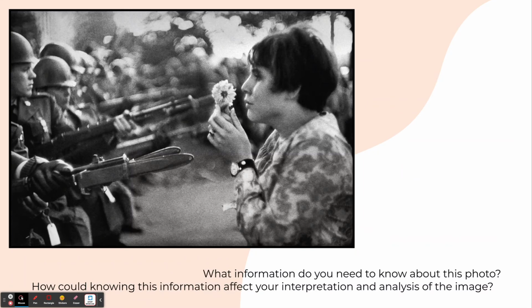If I'm looking at this image, I notice that there's a woman holding a flower in the face of guns, right? If I want to list the parts, I notice the bayonets, I notice the men are wearing helmets, I notice she's wearing a watch, I notice she looks peaceful, no one's yelling. I can list all these parts, but I need to know more about it. I would need to know the photographer's name, I would need to know in what context.